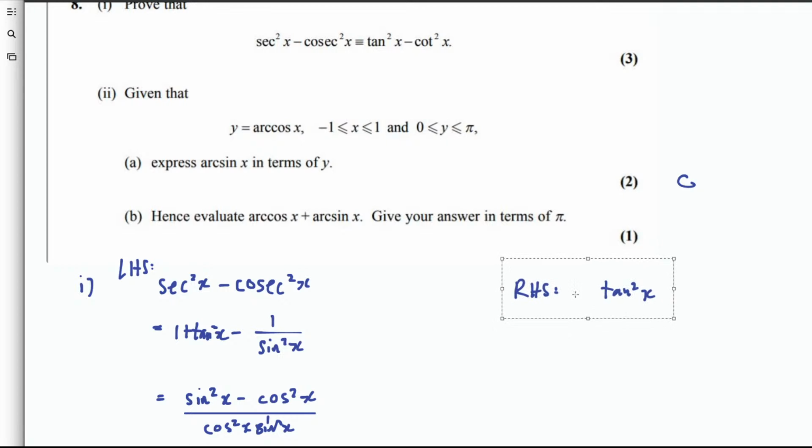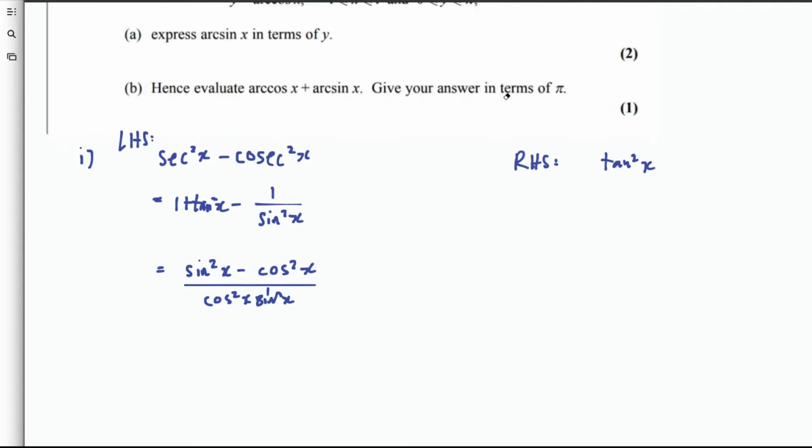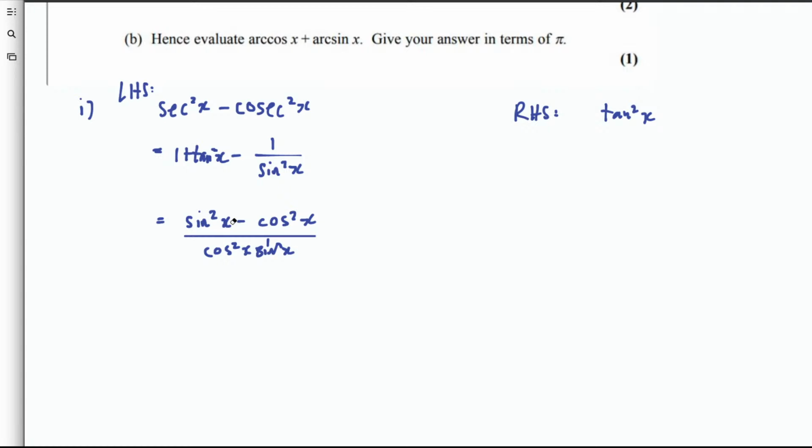Let's move this out of the way for now. Okay, let's try this. 1 plus sine squared x over cosine squared x, take 1 on sine squared x.